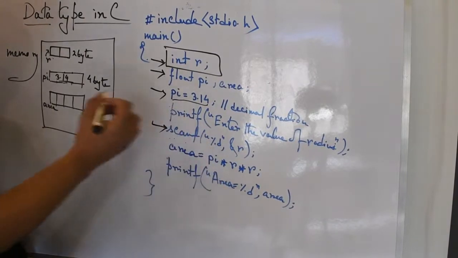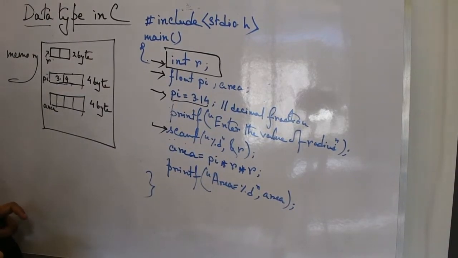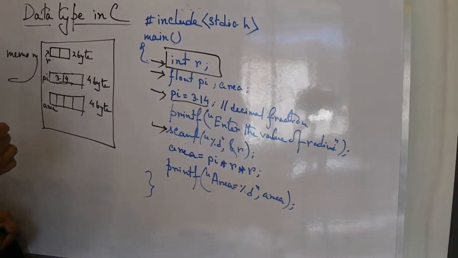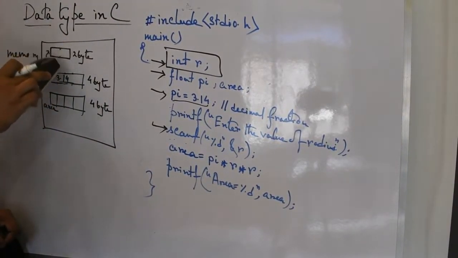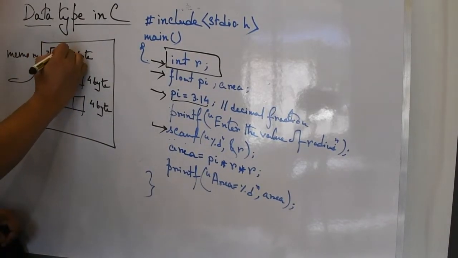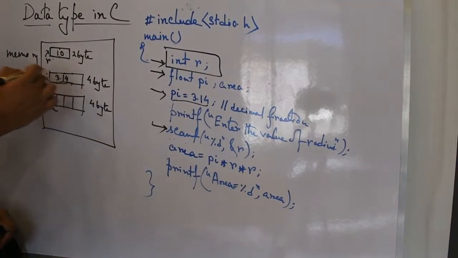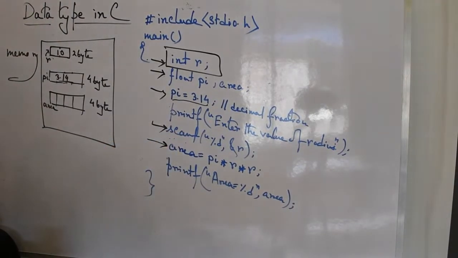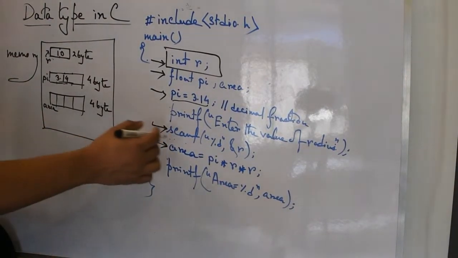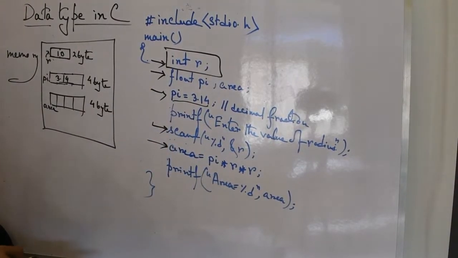So when entering the value, say for example we give some value like 10. When you give a value like 10, within this space in memory, 10 will be assigned. Now the value of r is 10, pi value is 3.14. Now we are executing the formula of area. What will happen? The area will be pi 3.14 into r squared, 100.